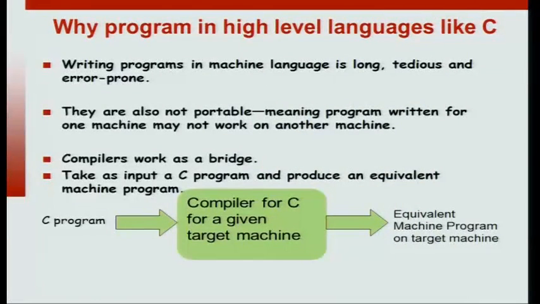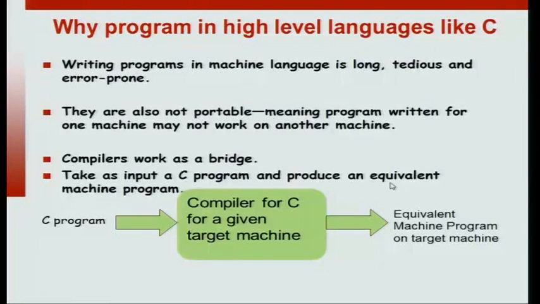Okay. So compilers work as a bridge. What they do is take a high level C programming language and translate it into the equivalent machine code. Okay. So think of them as a translator. So the input is a C program, and then you give it to a compiler. The output of the compiler will be the equivalent machine program for whichever machine you want to run it on. Okay. So a compiler is a translator which translates from C to machine code.